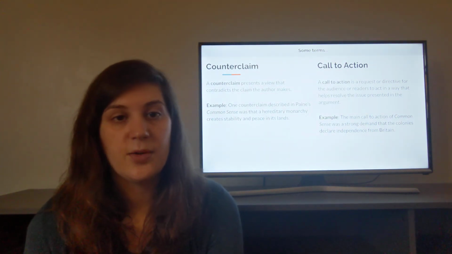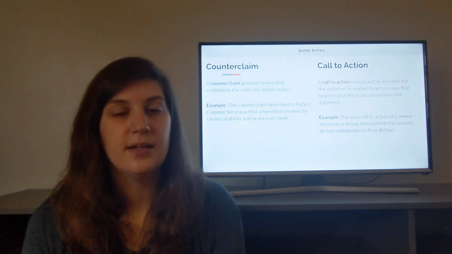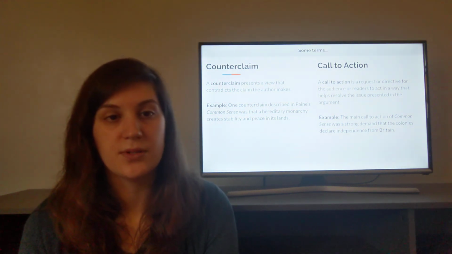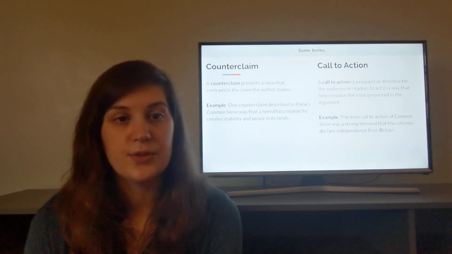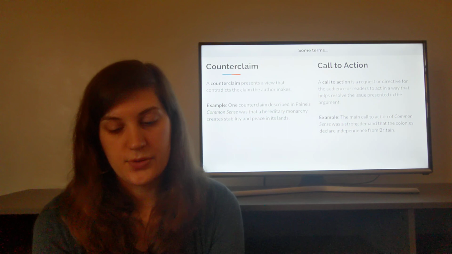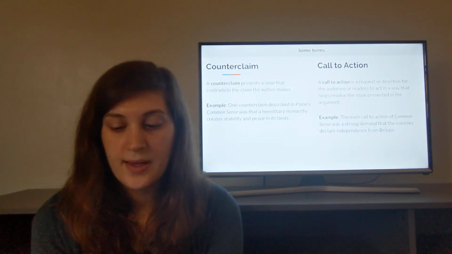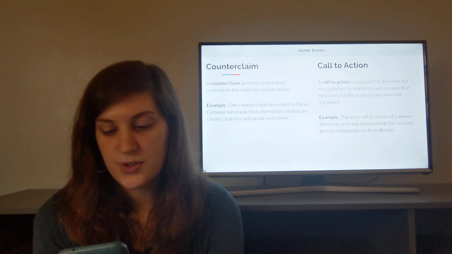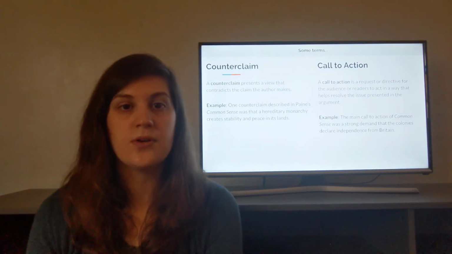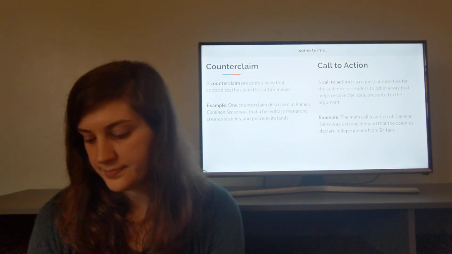So if you're writing an argument about climate change, maybe your call to action would be, go do something: go clean up a beach, start a recycling program, stop the use of single-use plastics. It tells you what to do. So here's an example from Common Sense, the Thomas Paine essay. The main call to action of Common Sense was a strong demand that the colonies declare independence from Britain. So he's told you all the reasons why, and now he says, get behind me in this fight.